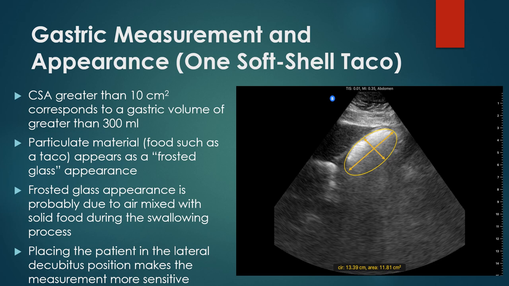So if you're going to calculate the volume of a single soft shell taco, obviously using my handheld, my cross-sectional area was about 12 centimeters squared, and using the different measurements, it was pretty close to that. This again is the frosted glass appearance, and this is typically due to air mixed with solid food during the swallowing process. And a big part of this is getting them off their back and putting them on their right side, so it makes the measurement much more sensitive.